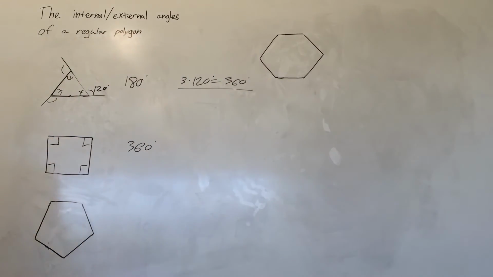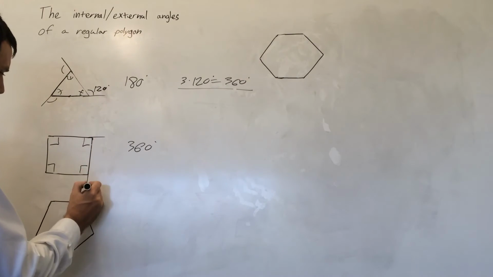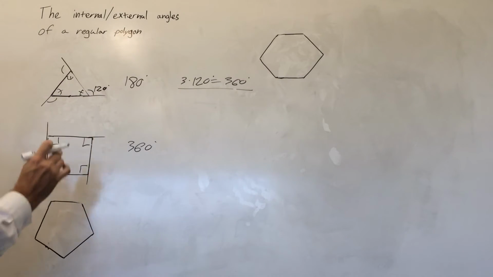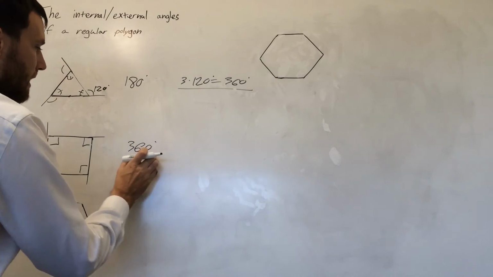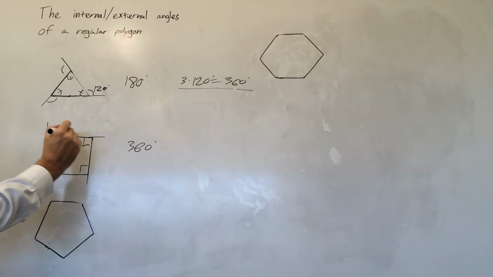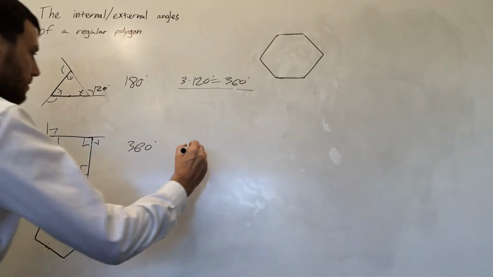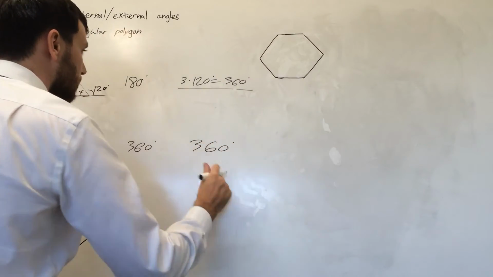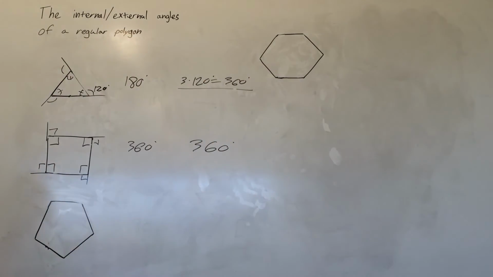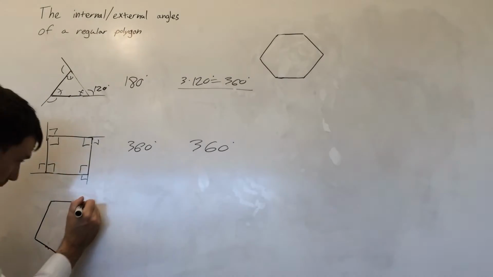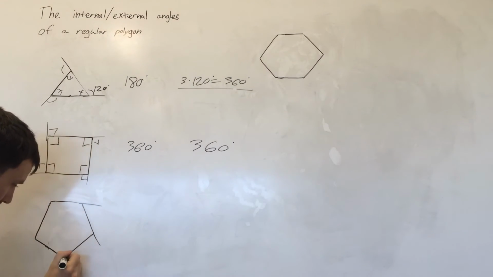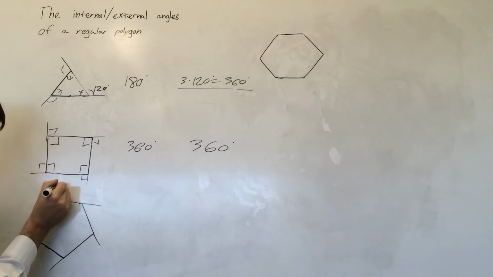So if you look at this one, it's the same thing. This time the external angles and the internal angles are equal. So the external angles are 90, 90, 90, and 90. So the external angles will also be 360 degrees. No matter what, we'll get 360 degrees. For this one, we know the external angles are also equal to 360 degrees.